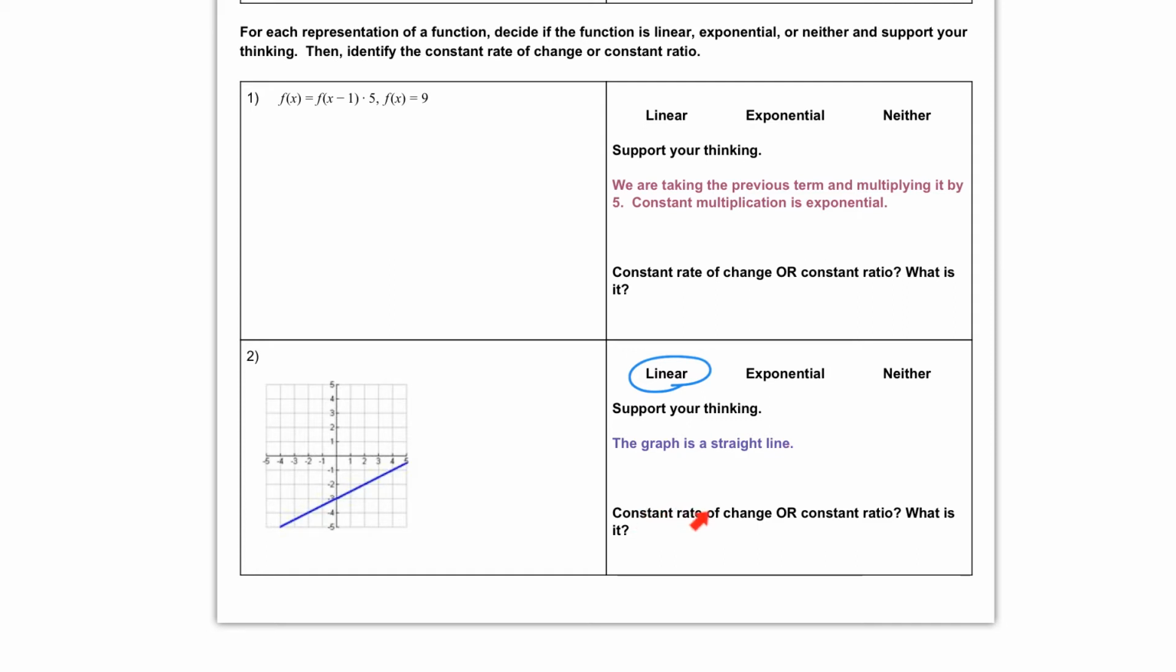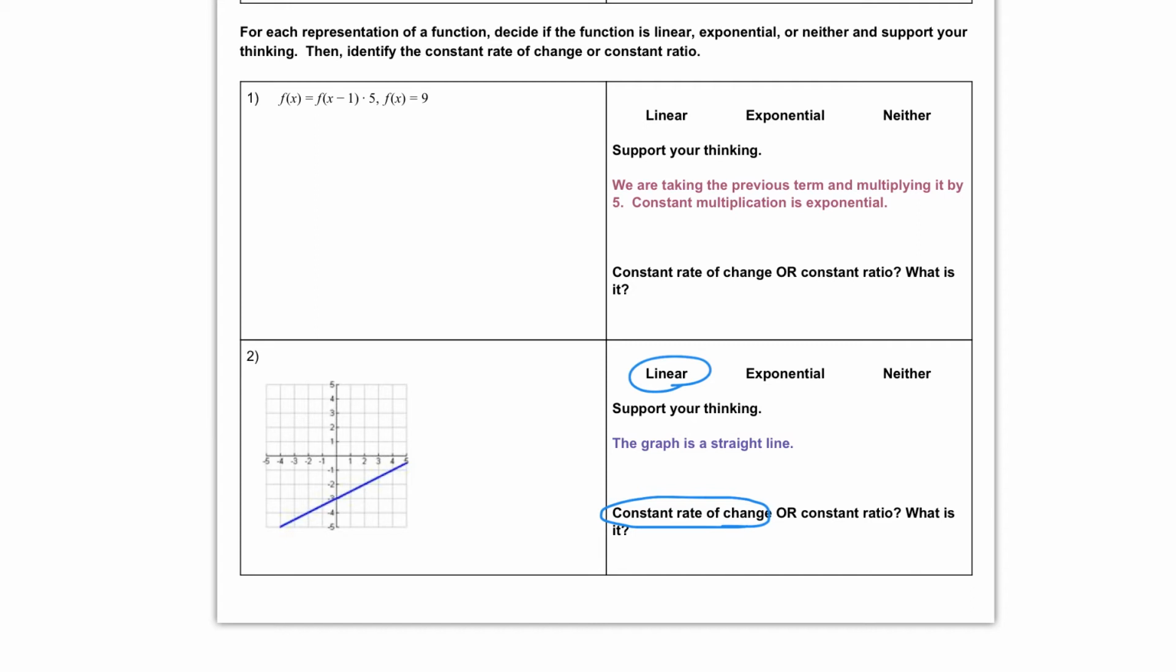And so does it have a constant rate of change or a constant ratio? Because it's linear, it does have a constant rate of change. And so to find what that constant rate of change is, it's similar to finding the slope. And that's something we're going to spend a little bit more time on later on in this unit, but just to give you a preview of it, if we were to find the slope of this line, we're going to take a look at 2 points.